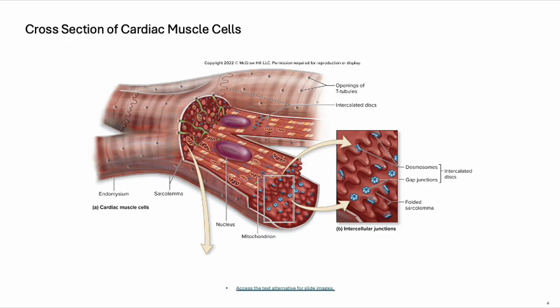Now, you can also see in here that overlapping striated appearance, right? So again, cardiac muscle is striated like skeletal muscle, but it's involuntary like smooth muscle, right? So it shares some characteristics and properties of both of the other muscle types, right?